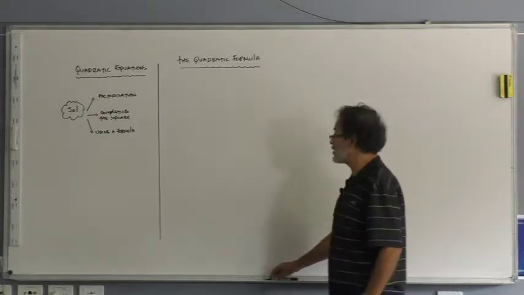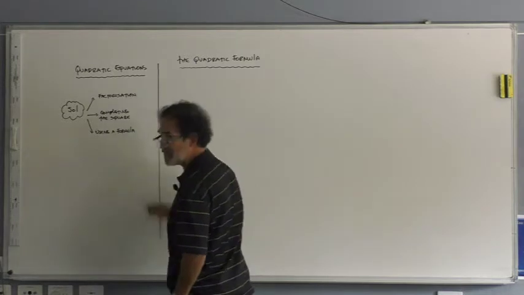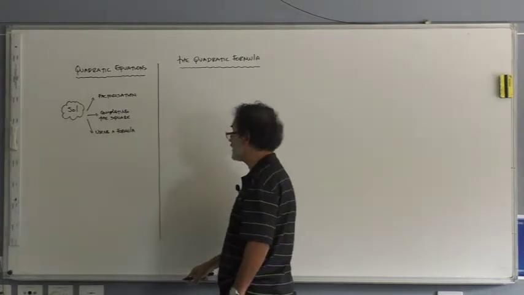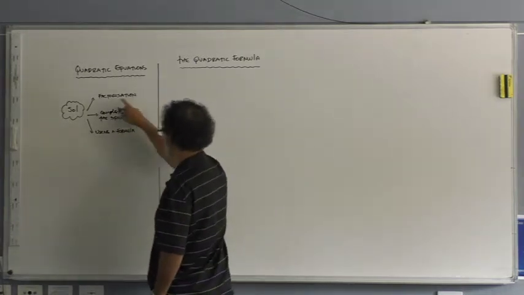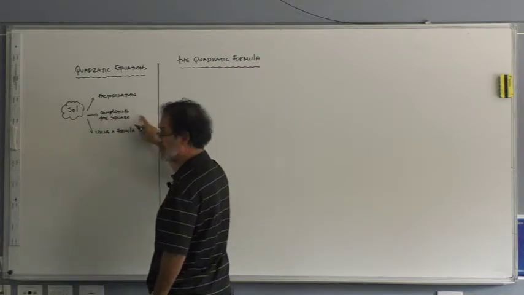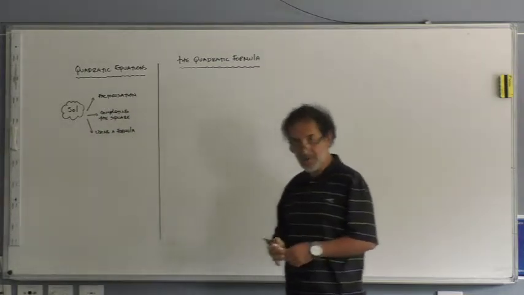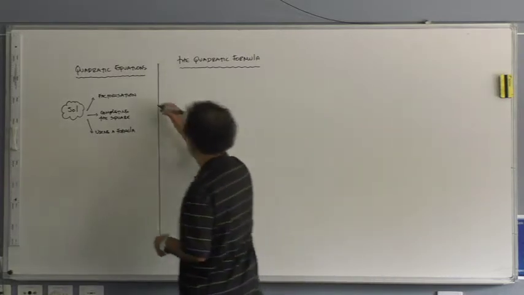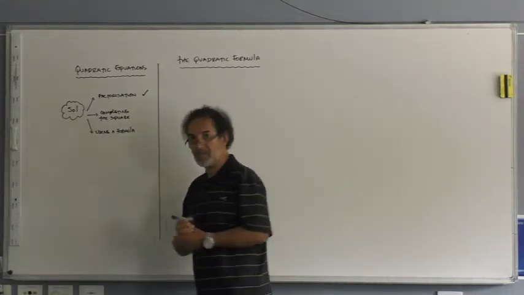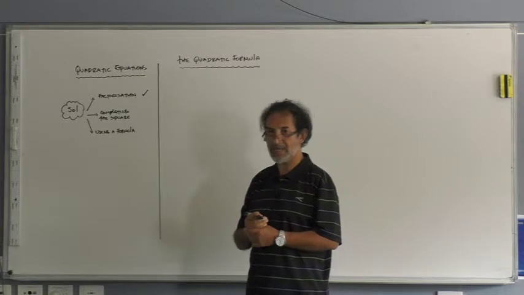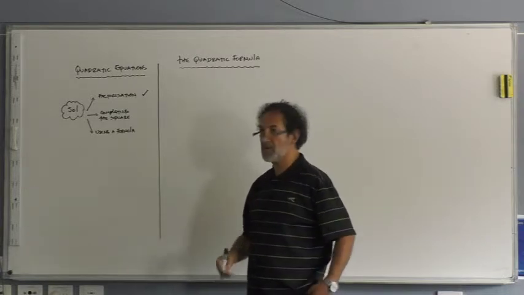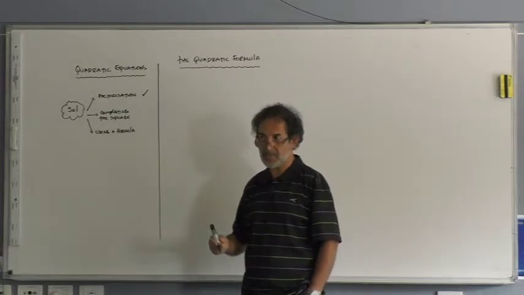Okay, so we are up to quadratic equations. Last time we said that we can solve quadratic equations by factorization, completing the square, and using a formula, all right? So we're going to say that factorization, something that we've done already, is done. And also completing the square is also done.